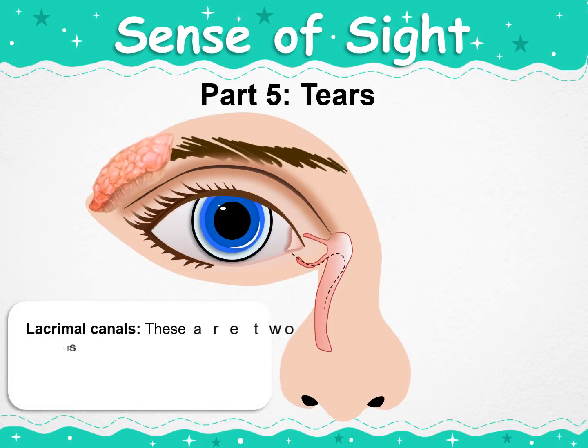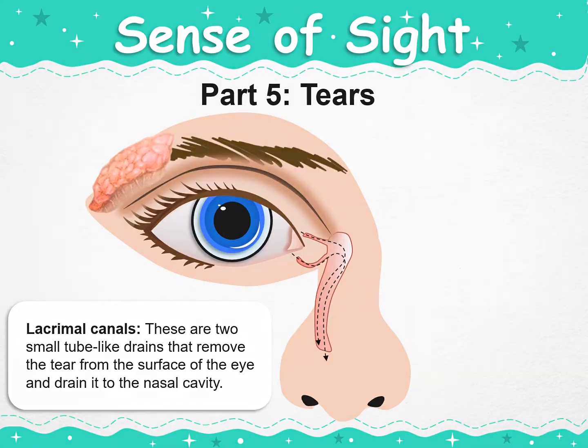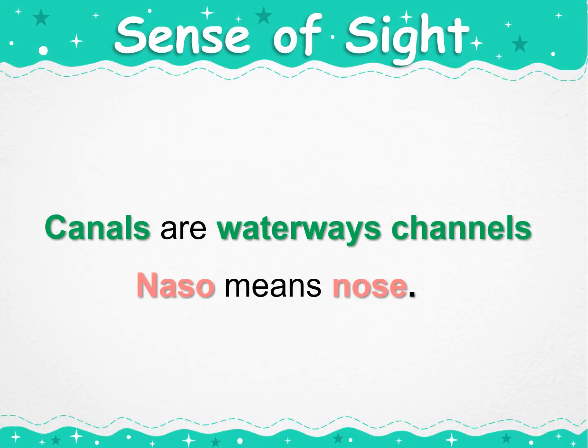Lacrimal canals. These are two small tube-like drains that remove the tear from the surface of the eye and drain it to the nasal cavity. Canals are waterway channels. Secreted tears from the lacrimal glands travel across the surface of the eye and drain through the lacrimal canal into the nasolacrimal duct. Through the nasolacrimal ducts, they drain to the nose and the throat. Naso means nose. That's why when you cry, you get your nose wet and stuffy.